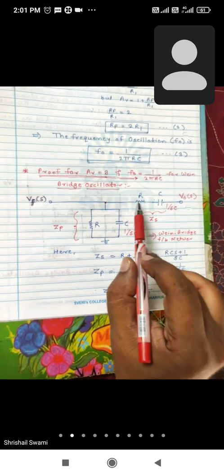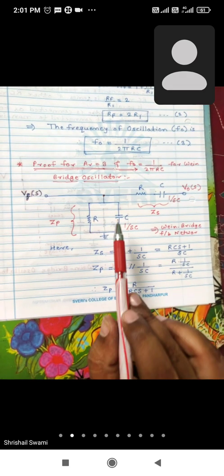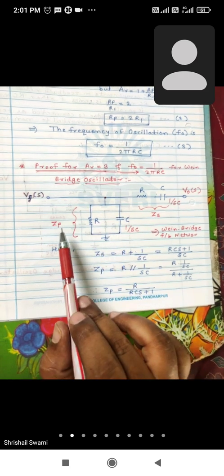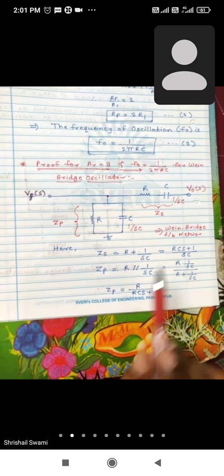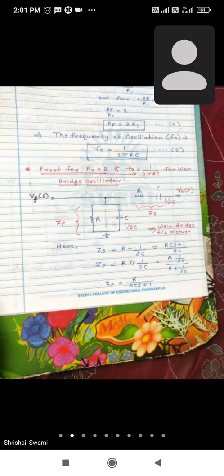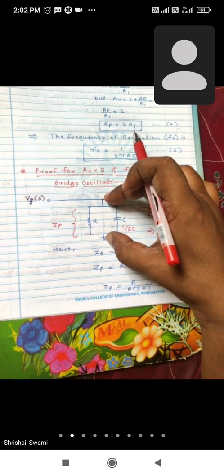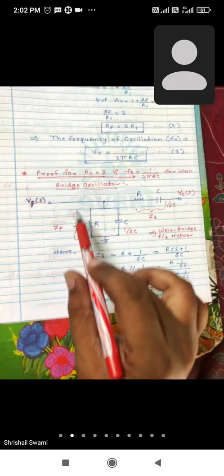So here R and C are connected in series, here R and C are connected in parallel. This series combination is considered as ZS, the parallel combination we have considered as ZP. So we have simplified the ZS value and the ZP value. Now the input for this Wien bridge is V0 of S and the output we are taking across this parallel combination, means here we can use the voltage division formula.